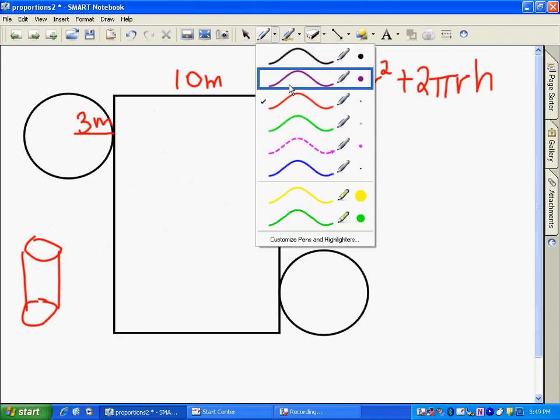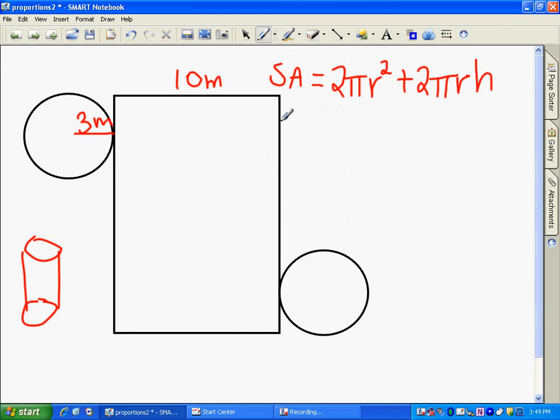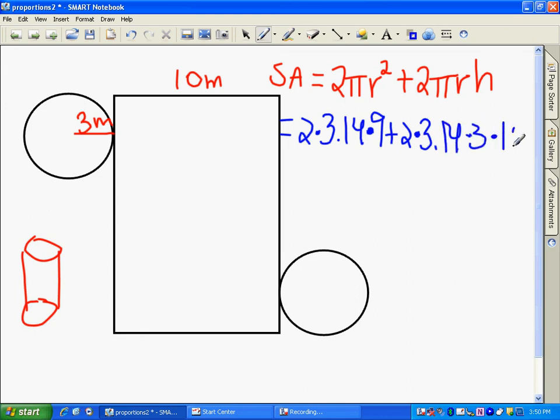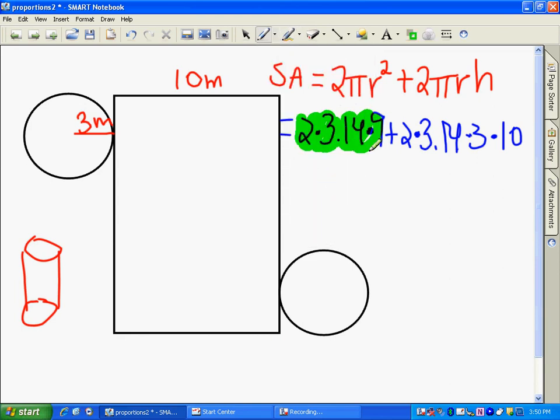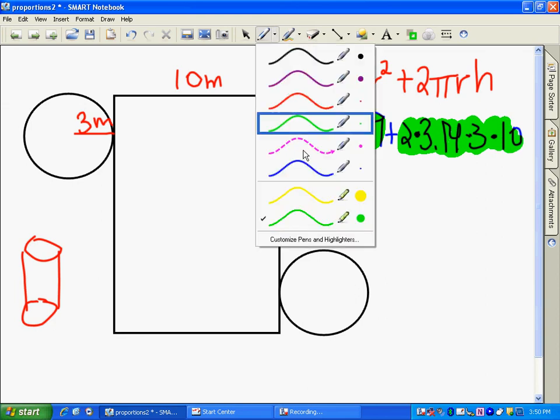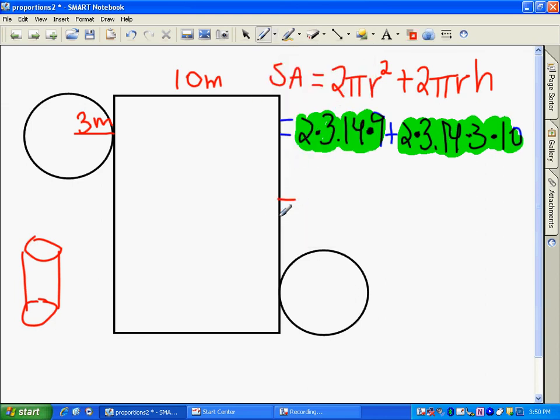So now I'm going to go through and plug it in, and this one takes a little bit longer just because you've got the pi. So it's 2 times pi, which we're going to use 3.14, and radius is 3, so radius squared is 9, plus 2 times pi, 3.14, times my radius, which is 3, times my height, which is 10. And again, we've got to follow the order of operations and do all the multiplying first before we add everything together, okay?